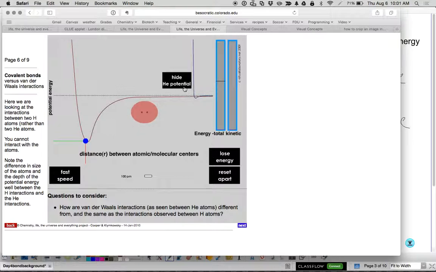Now, if I compare the helium potential energy versus the hydrogen potential energy, you'll notice that there's a huge difference in energy. And that shouldn't be surprising because hydrogen atoms actually want to interact with each other. They want to form a bond. Helium is a noble gas, and it doesn't want to form a bond because it's stable, okay? It has its filled octet.